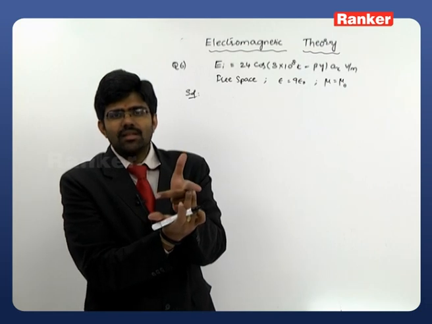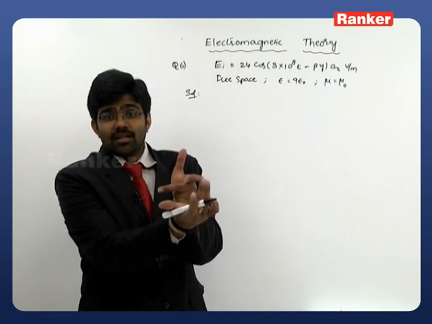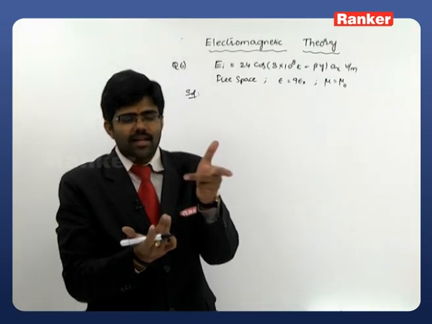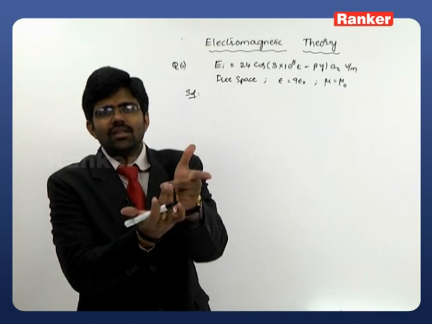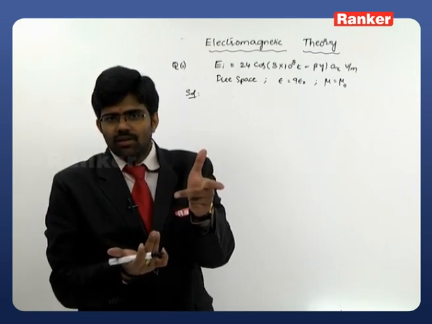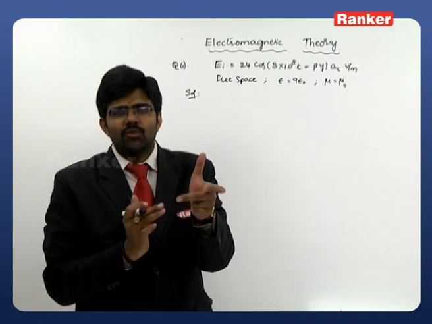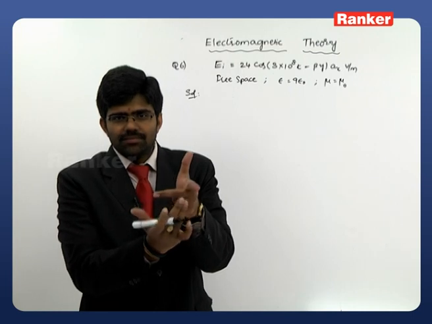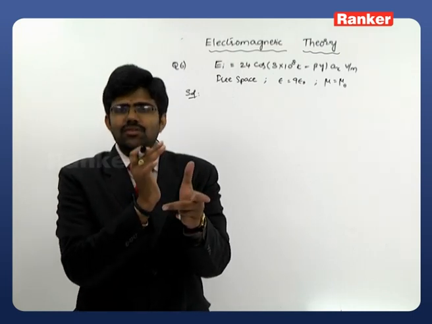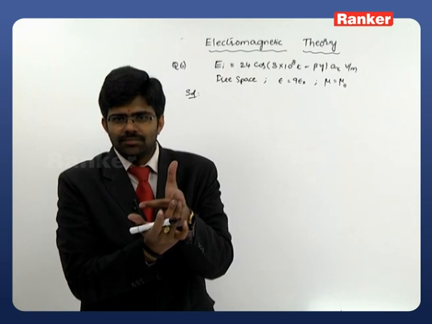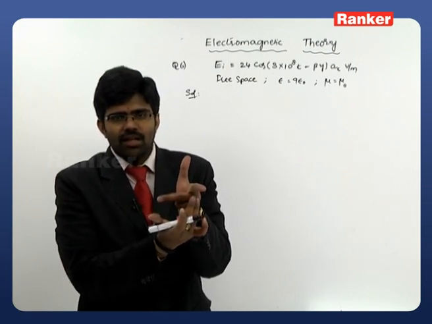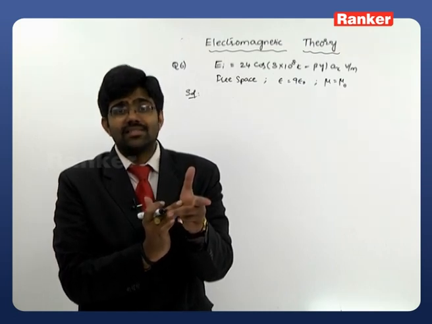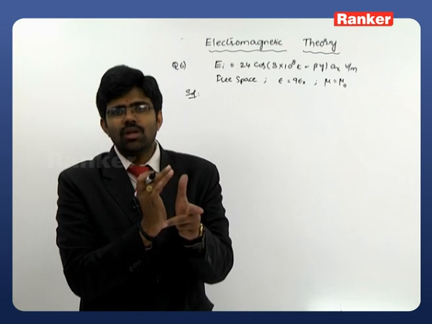The wave is traveling along the Y direction and the electric field is along the X direction, since ax always represents the X direction. This is the electric field direction, and this may be the magnetic field direction. Now it is clear that this is our Y, this is X, and this is our Z. The wave is traveling along Y, the electric field is along X, and the magnetic field is along the Z direction. That is what we are supposed to observe.